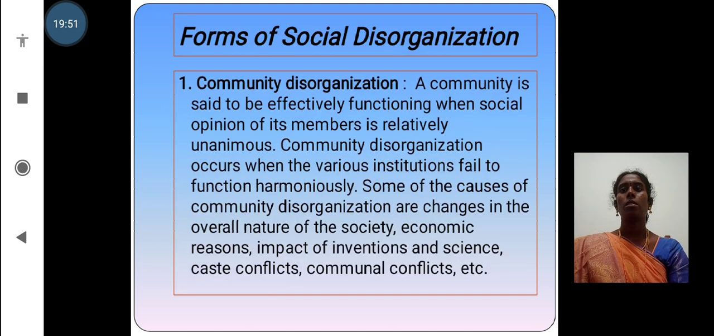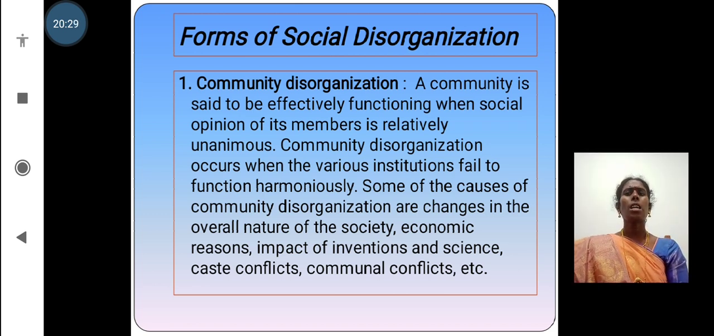Then forms of social disorganization. One is community disorganization. A community functions effectively when the social opinion of its members is relatively unanimous. Community disorganization occurs when the various institutions fail to function harmoniously. So the various institutions automatically fail to function harmoniously because they have some kind of arguments or dissolidarity, which creates social disorganization.